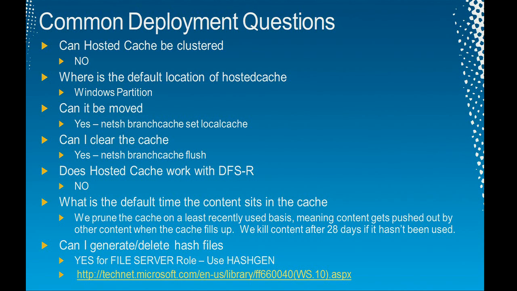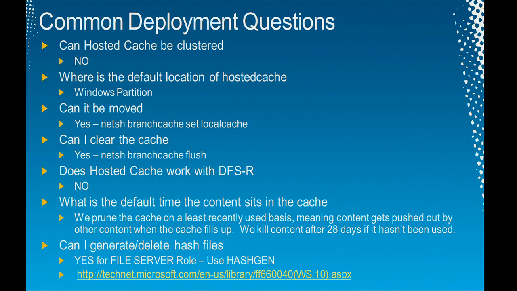So I want to create those hashes for my shares. Answer is for files, yes. Why? Because that's static data. You can't do it on HTTP data because that could be fluid. You might be changing images all the time, and the hash gen utility would just keep running.